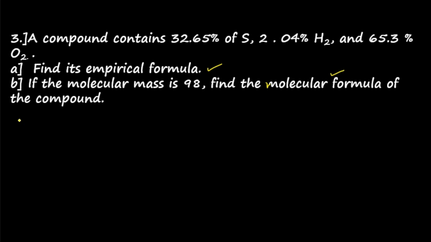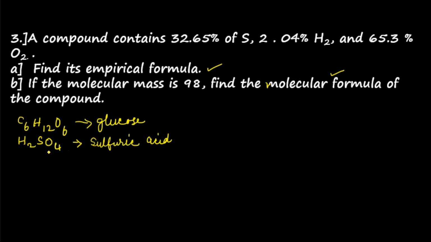Say for example, when we write C6H12O6, you are already familiar with this molecule. It is glucose. One molecule of glucose contains 6 atoms of carbon, 12 atoms of hydrogen and 6 atoms of oxygen. Molecular formula for any compound. Say for example H2SO4. This is sulfuric acid. One molecule of sulfuric acid contains 2 atoms of hydrogen, 1 atom of sulfur and 4 atoms of oxygen. This is the meaning. By looking at the molecular formula, we can identify the compound.